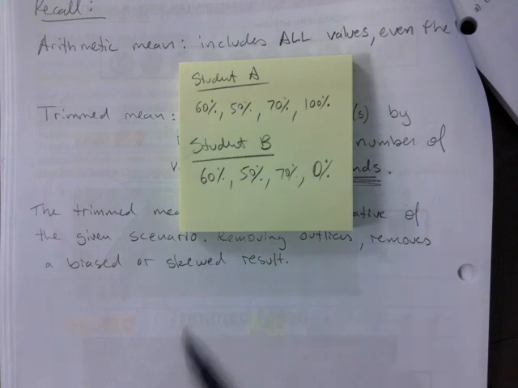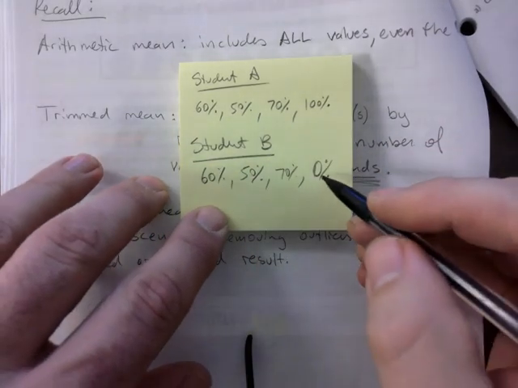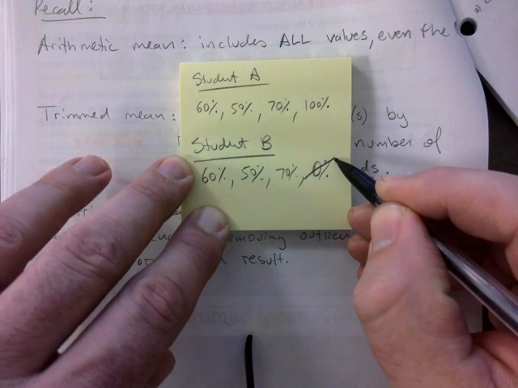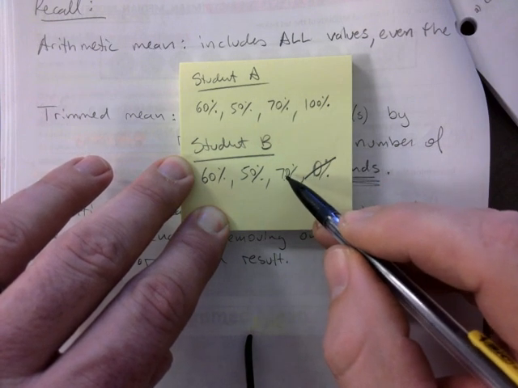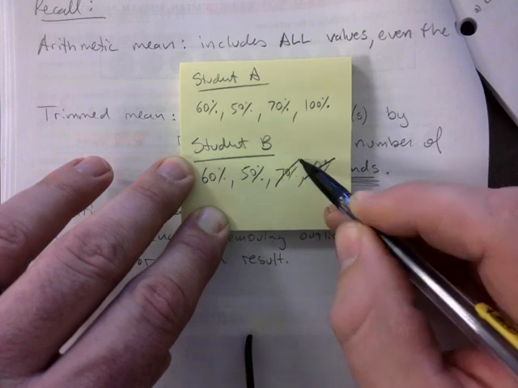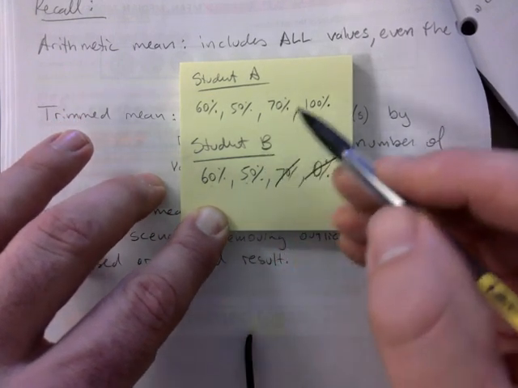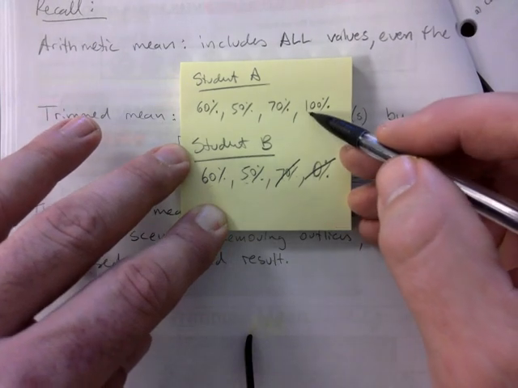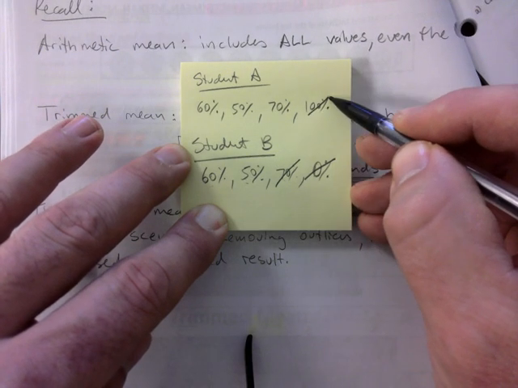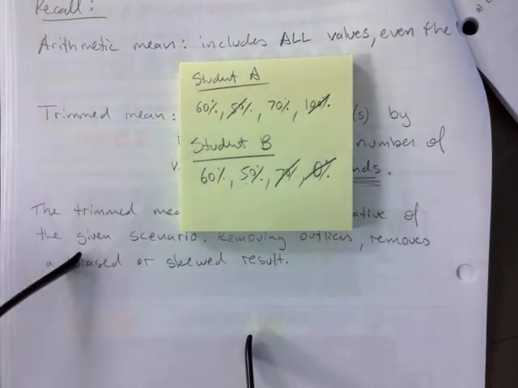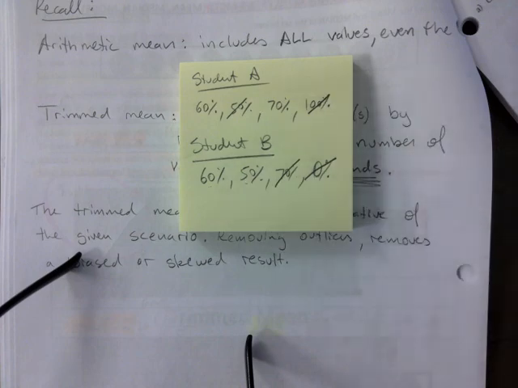So what would we have to do for this student here? We have to remove 0 and actually 70, right? This is the highest. So the lowest and the highest. So we find the average of these two. If we go up to student A, we would have to remove 100% and 50%, right? And then find the average of just those two there. So that's how trimmed mean works.